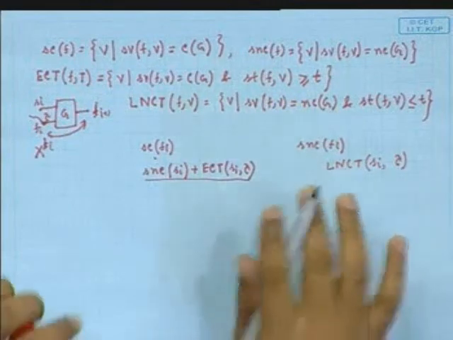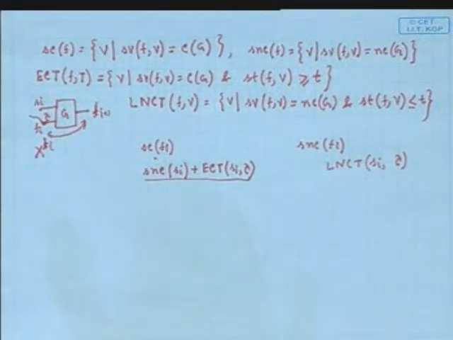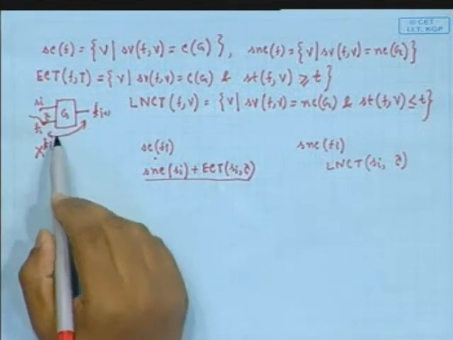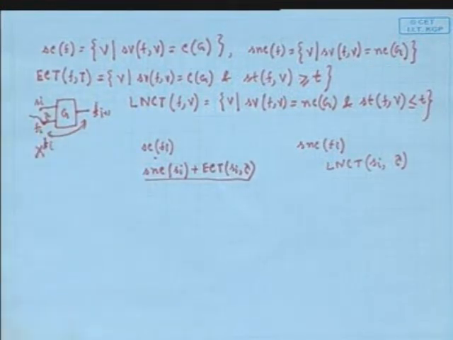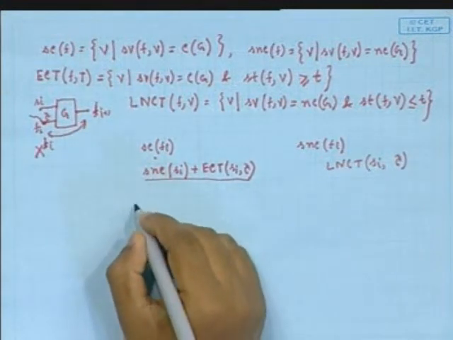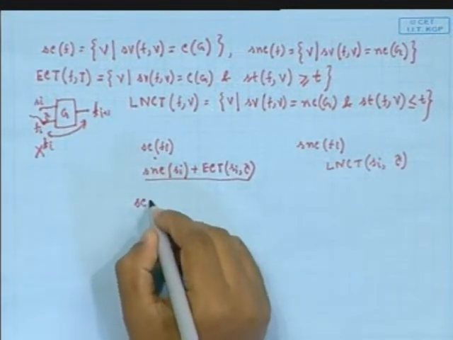So we have two sets. Now we want to combine these two to determine the exact vectors for which I can sensitize from Fi to Fi plus 1. That is the combination of these two. So if I write the full expression, it will look like this.